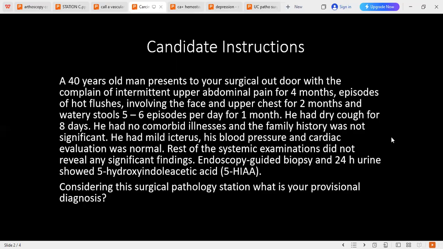Right. So considering its surgical pathology station, what is your provisional diagnosis? The diagnosis is carcinoid syndrome due to carcinoid tumor.